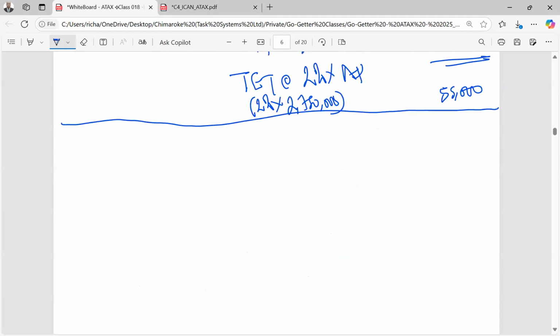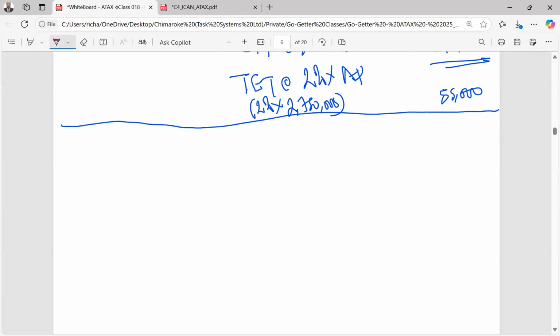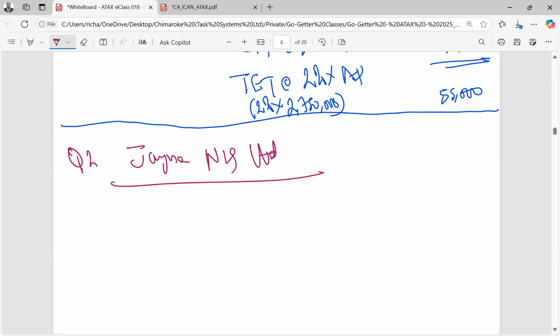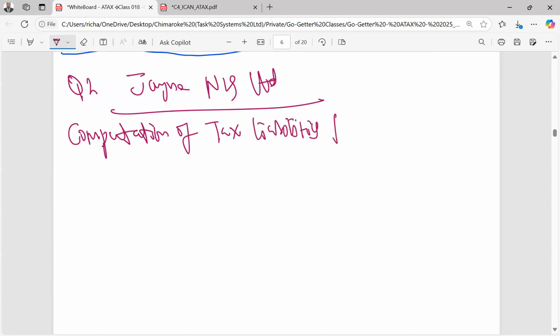So the question here is Jane Nigeria Limited. So let's take it down here, Jane Nigeria Limited. So that's question number 2. Jane Nigeria Limited. Okay. Computation of tax liabilities for year of assessment, we don't know yet.